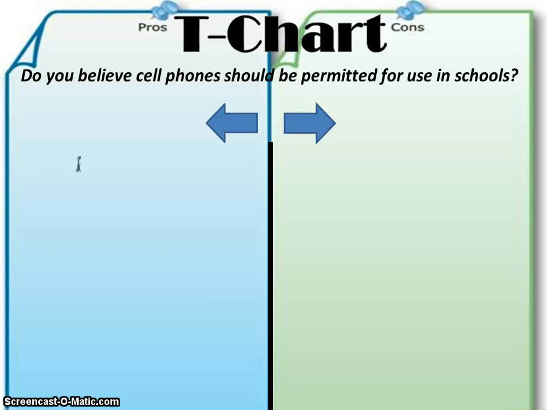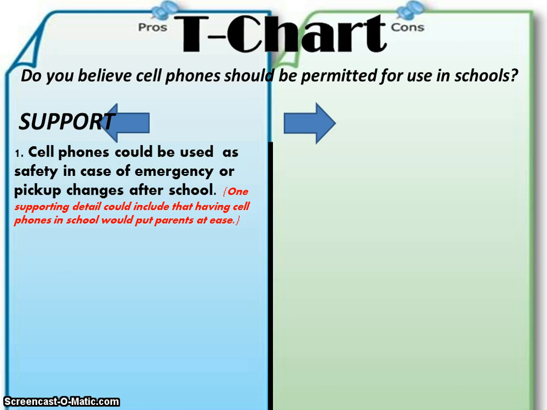So today in class we started with our T-chart. We came up with reasons as to why we would support having cell phones in school or why we would be against having cell phones in school. And for those of you who were on the support side, you came up with some reasons. You said cell phones could be used as safety in case of emergency or pick up changes after school.